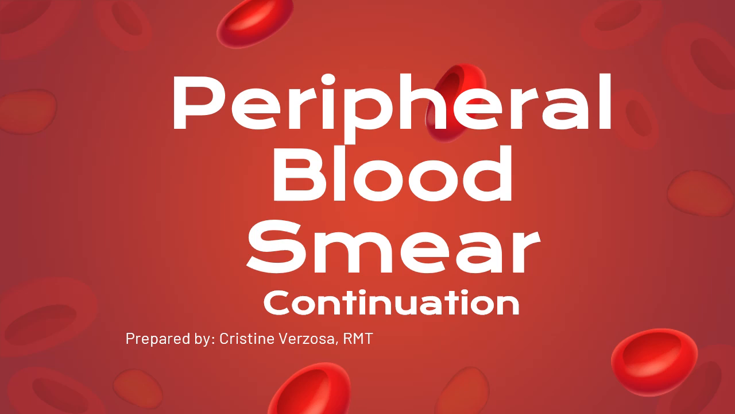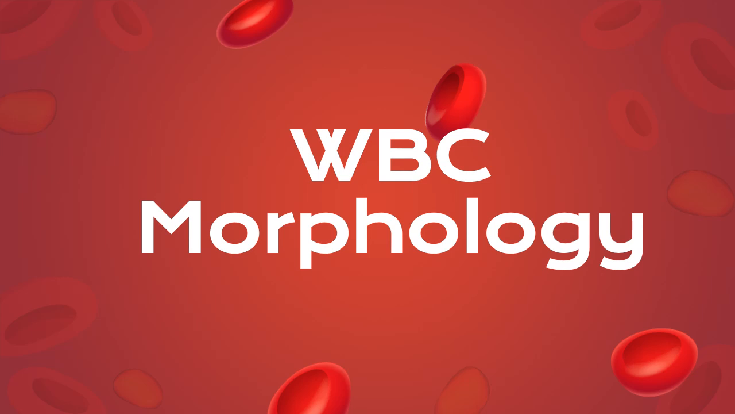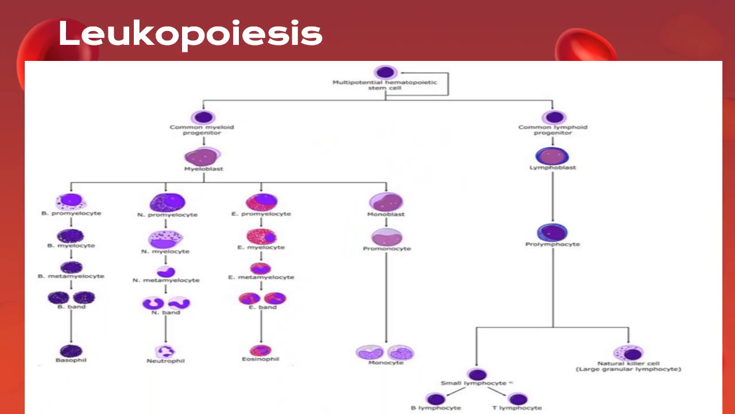Okay, so for the last part ng peripheral blood smear, let's proceed with WBC morphology naman. To start off with leukopoiesis. So here is a flowchart ng leukopoiesis.